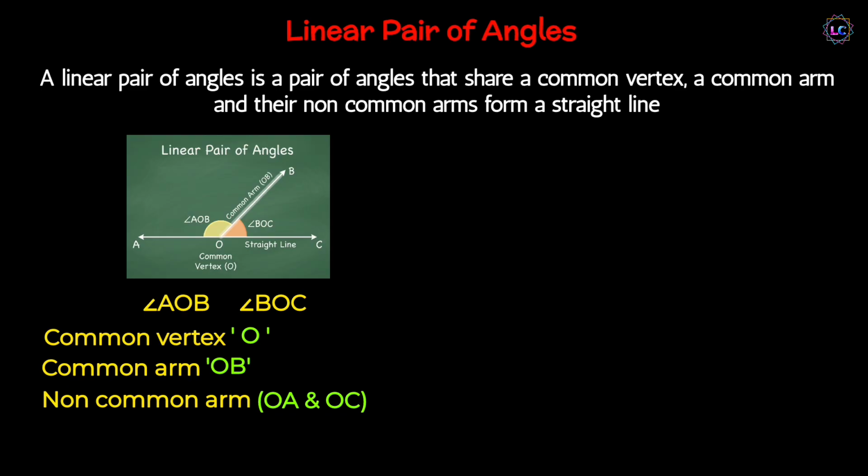Now let's talk about the most important property of a linear pair. When two angles form a linear pair, their sum is always 180 degrees. That is, angle AOB plus angle BOC is equal to 180 degrees.